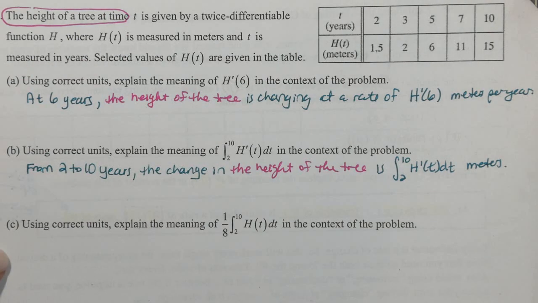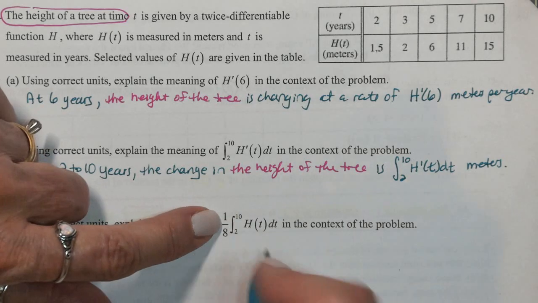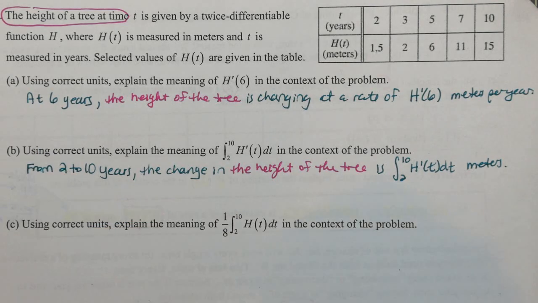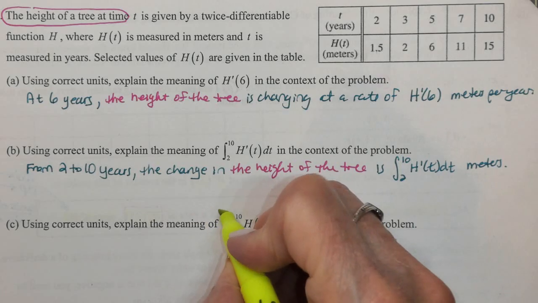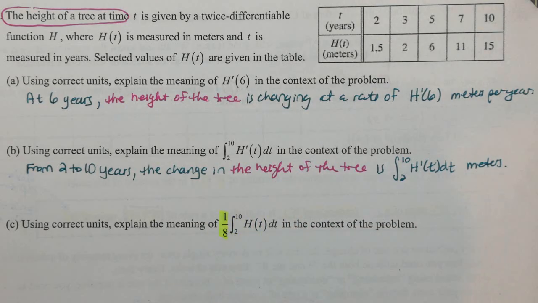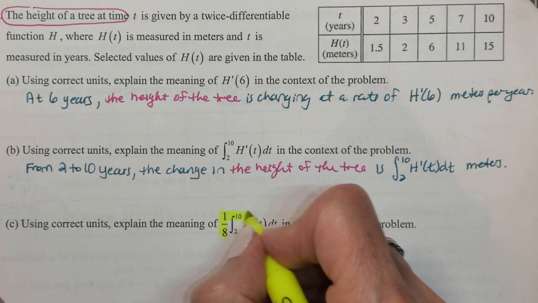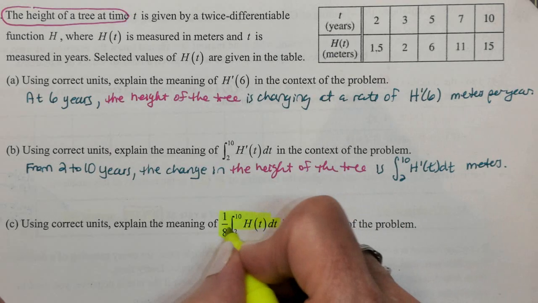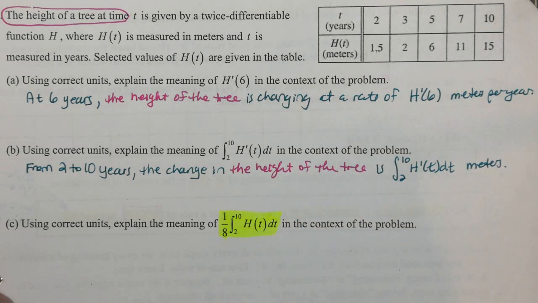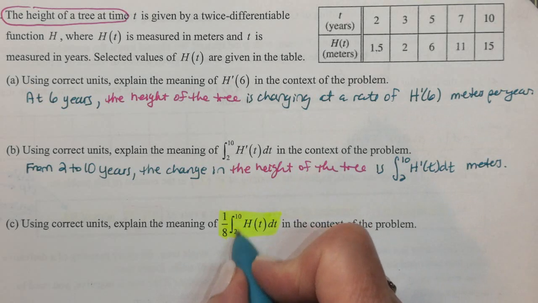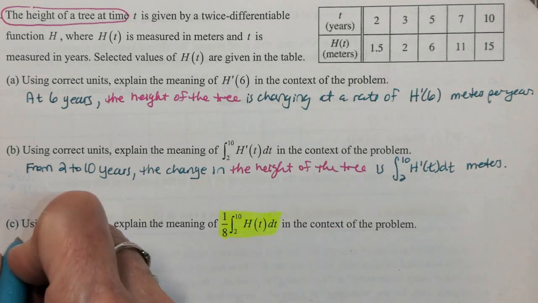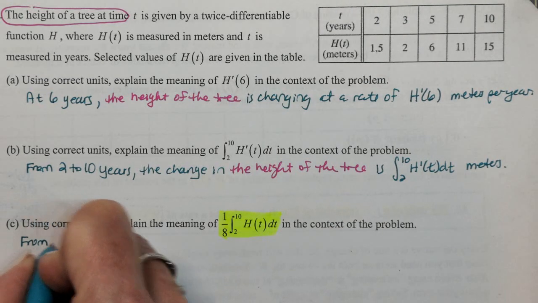Part C, using correct units, what's the meaning of this? Well, I recognize as soon as I see this coefficient right here, the coefficient is your cue to use average value of a function. So this is going to be the average value of h. Okay? So I'm first going to begin with the meaning of the 2 and 10. So from 2 to 10 years.